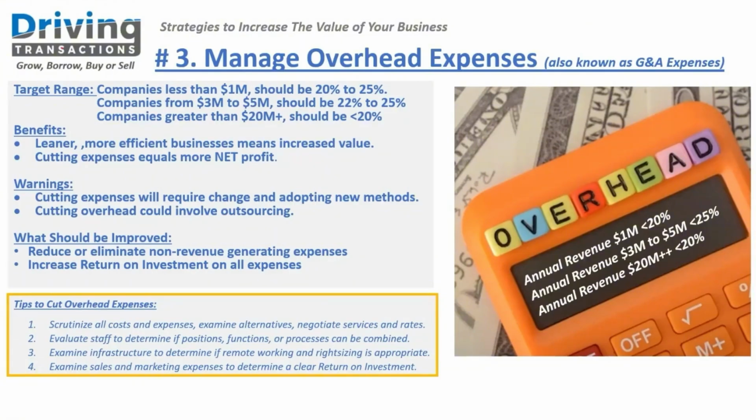So what does that mean? For every $100 you take in, you better have $40 left over at the end of the trip after you've paid everybody, and your overhead should not take up more than 22 to 25% of what you have left over. If it takes up more, you don't have enough money to pay yourself. So how do you cut your overhead? It's simple.